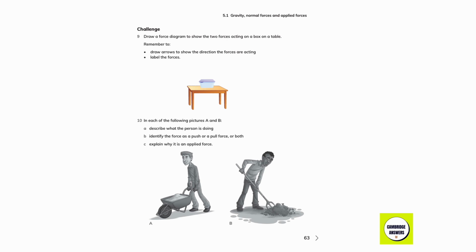Draw a force diagram to show the two forces acting on a box on a table. Remember to draw arrows to show the direction the forces are acting and label the forces. Normal force, gravity. Question number 10. In each of the following pictures, A and B, describe what the person is doing. Identify the force as a push or pull force, or both. Explain why it is an applied force.